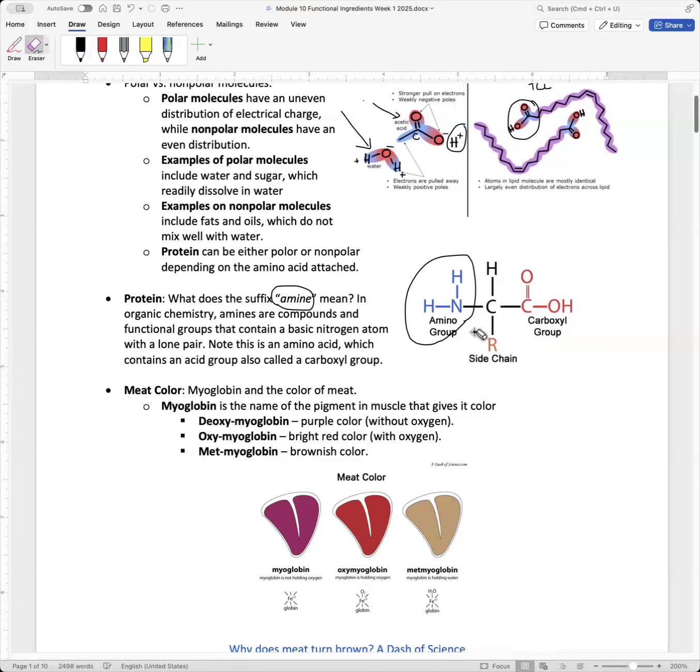So it's called an amine because of the nitrogen. And if we think back to carbohydrates and to lipids, they do not contain nitrogen. They're carbon, hydrogen, and oxygen. And protein is carbon, hydrogen, oxygen, and nitrogen.